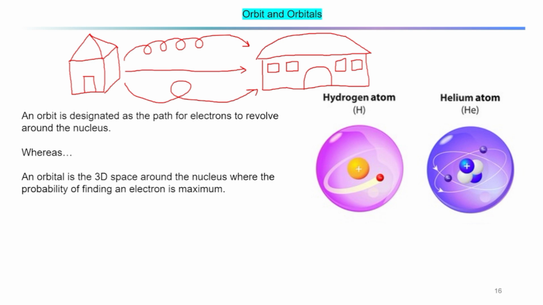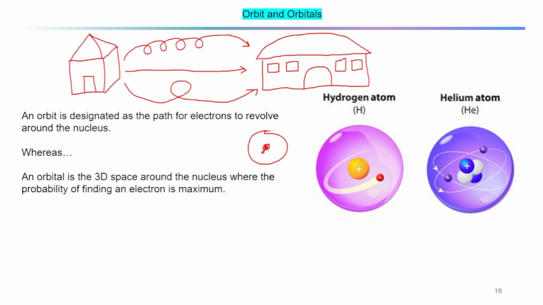Now let's try to understand the definition of orbit and orbitals. An orbit is designated as the path for electrons to revolve around the nucleus. So this is actually a two-dimensional conception, that the electron is rotating around the nucleus. Here this yellow one is the nucleus and the electrons are rotating around it. If I draw, this is the protons or the nucleus, and in this path the electrons are circulating.